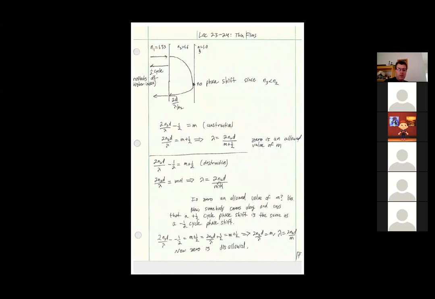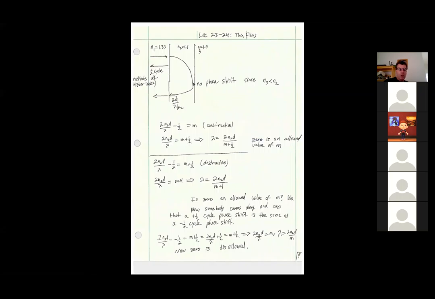And now we've got m plus one in the denominator. And here's the subtle thing. Is zero an allowed value of m? Well, that depends. It could be, in that if we put zero in for m, we have a non-zero denominator, and we get a valid prediction of a wavelength.